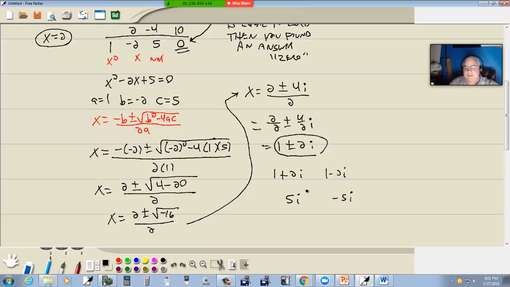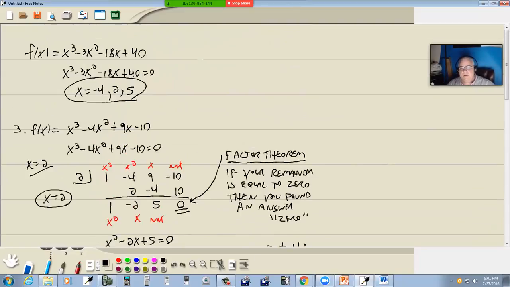Okay, let me clear that off. Now I'm going to show you one where you use the square root property.